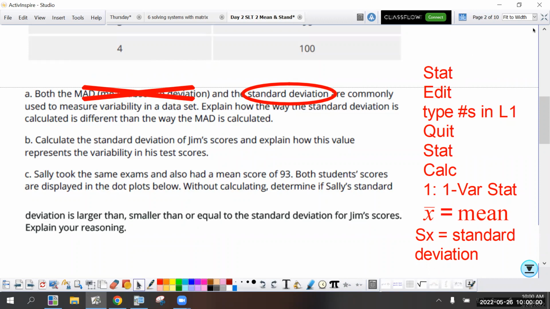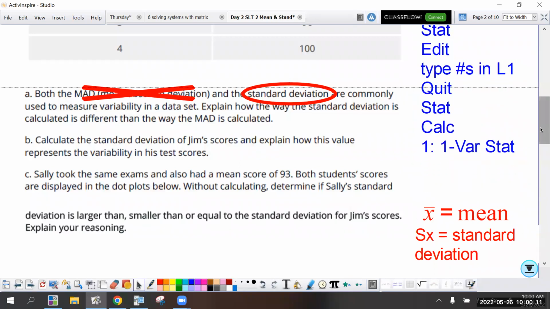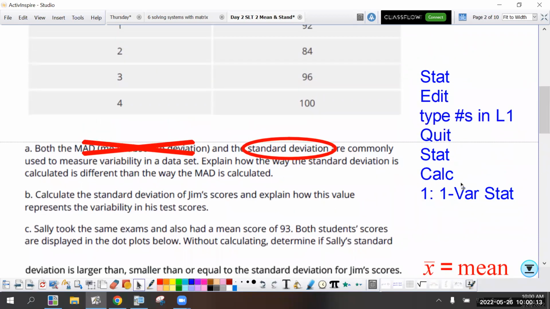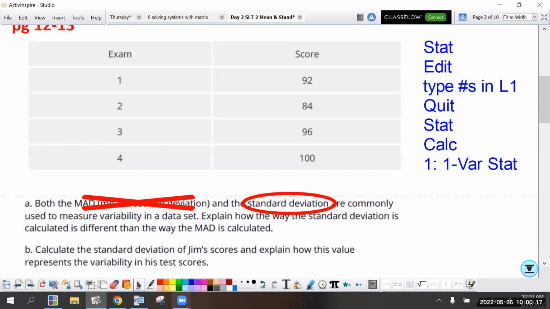So we're going to calculate standard deviation with our calculators. These steps right here that are now blue are how we're going to type the values in our calculator. And this is the output it's going to give us. So pause the video here and write down these steps and take out your calculator.